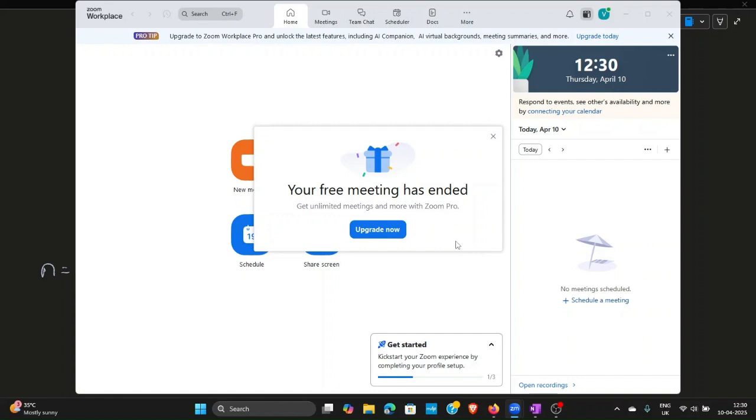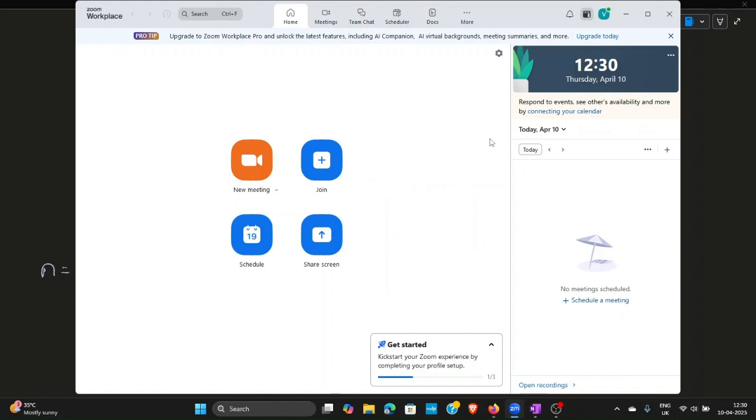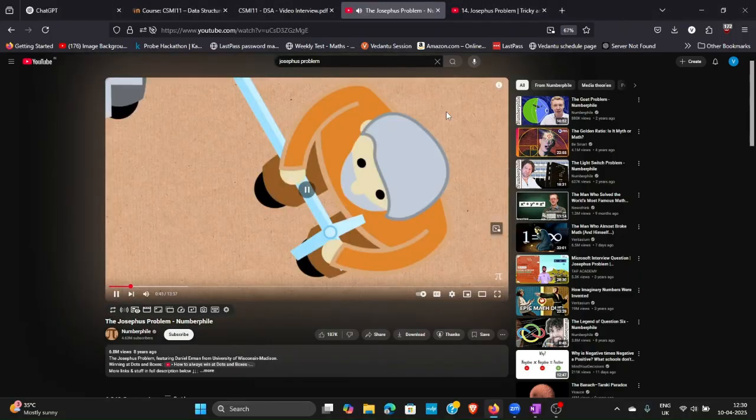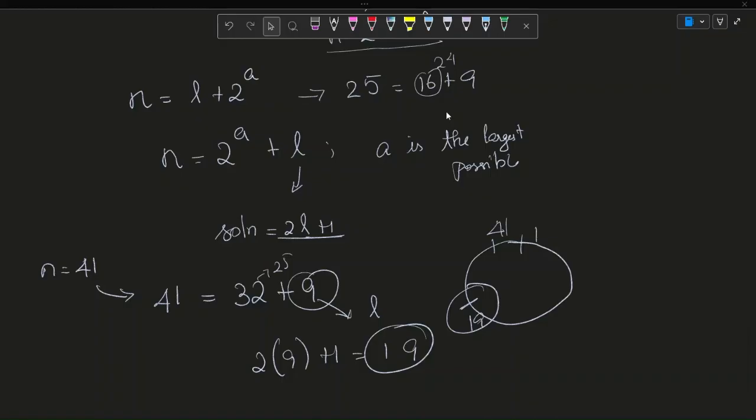He worried that if he said this, the other soldiers would turn on him. And so he wanted to figure out where he should sit within this circle in order to be the last survivor.